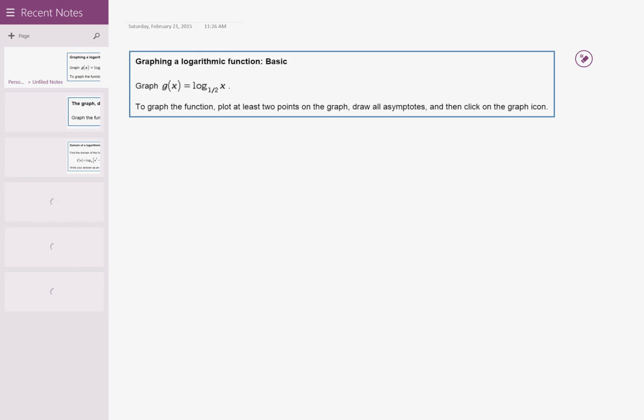Okay, we want to graph a logarithmic function in its most basic form. That means it has not been translated. It does have a base of 1/2, so that's a little interesting, but not overwhelmingly interesting.